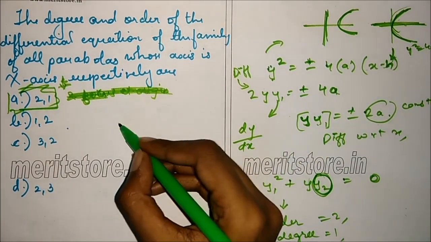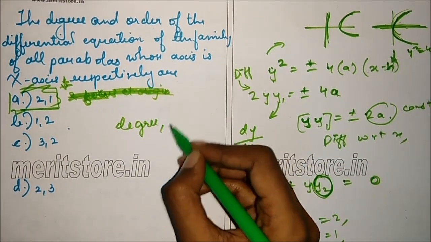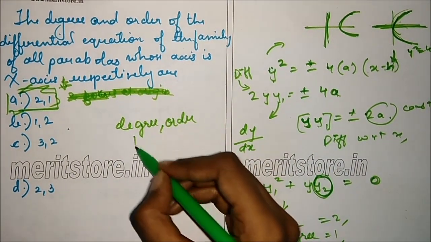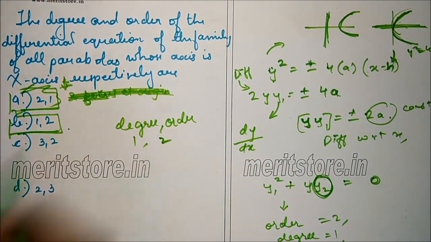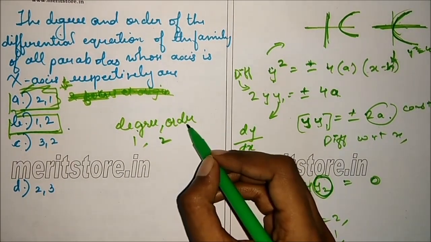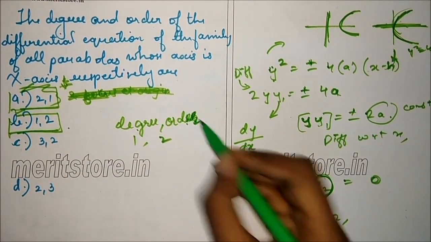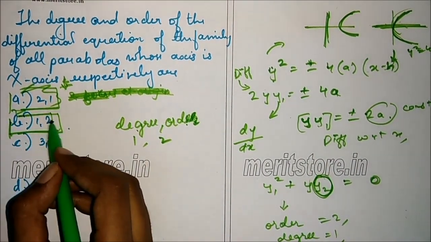They have asked in the order degree, order. So degree is 1 and order is 2. So it is 1, 2. Since they have asked in the order degree, order, so this is the arrangement. So the answer will be B, 1, 2.